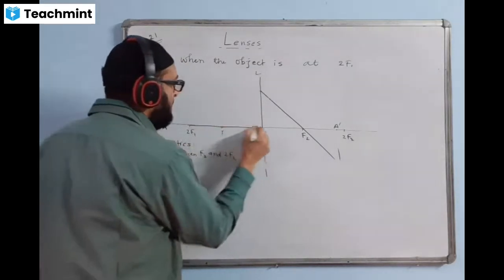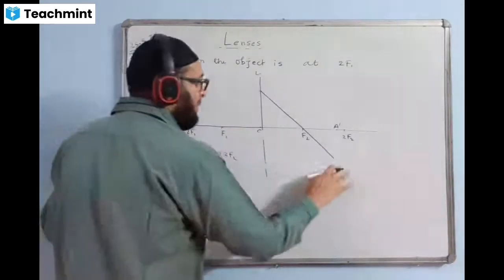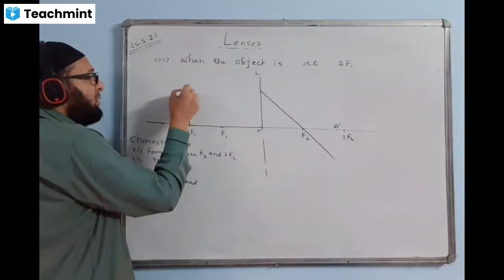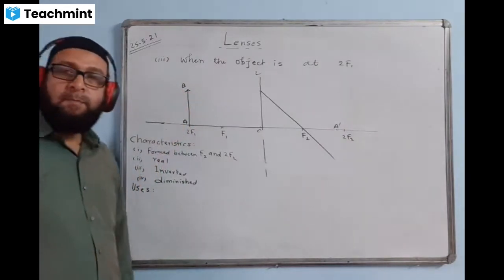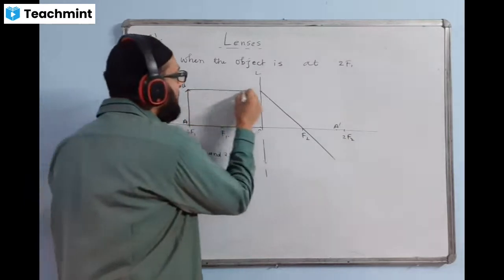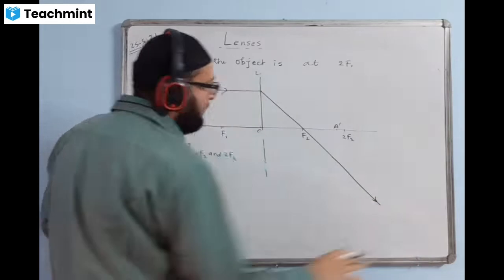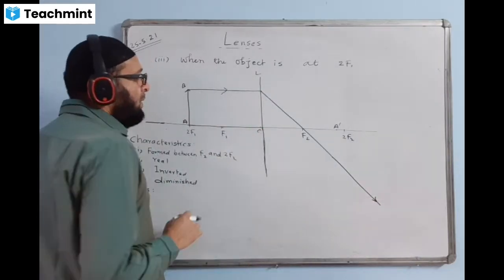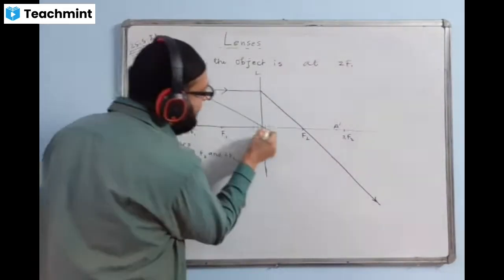I'll take a line here like this. This is F1. Now I'll keep the object exactly at 2F1, like this. This is the object AB. Now we will see what is happening. The first ray will be coming parallel to the principal axis and it will pass through this point like this. This way it will go, passing through F2. The second ray will pass through O and go straight.